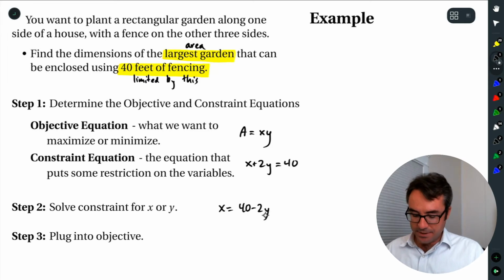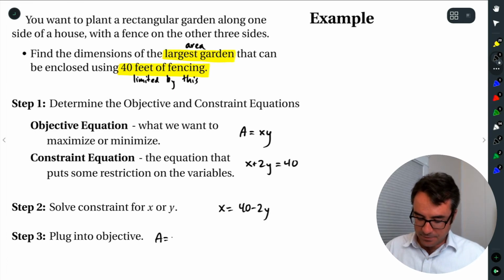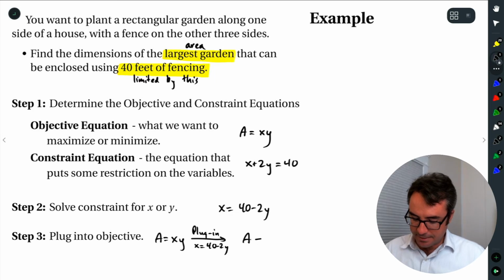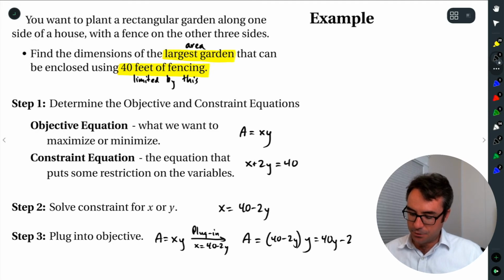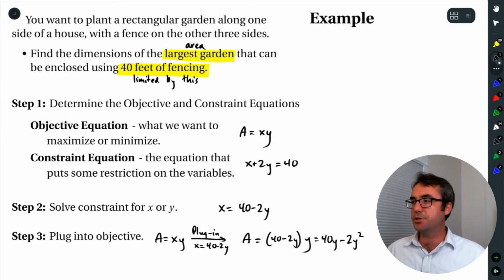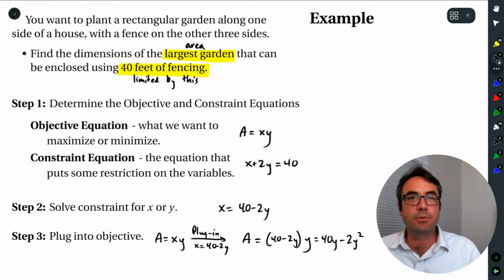Once we've done this, we're going to take this result and plug it into our objective. So we have A is equal to x times y, and if I plug in x is equal to 40 minus 2y, I get the area now just in terms of y. So 40 minus 2y times y. We know we're going to be doing some derivatives, so let's multiply this out so we don't have to use the product rule. So what do we get? We get 40y minus 2y squared. All right, so now we have this nice one variable function, and now we're ready to break out the calculus.